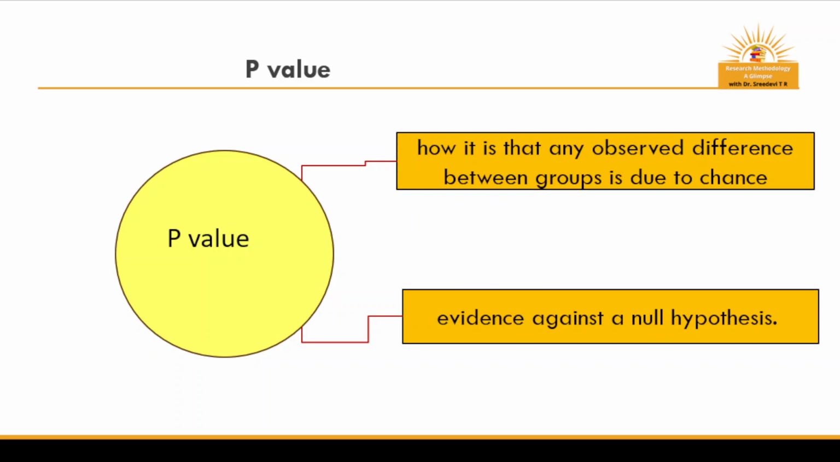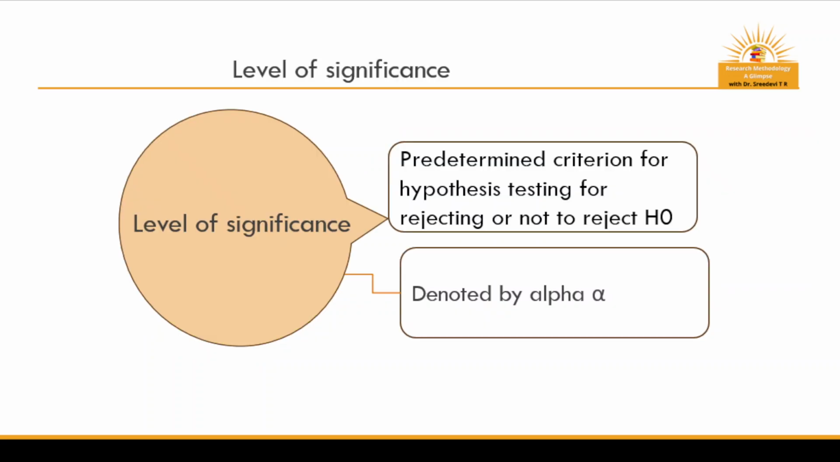Now we will see what is level of significance. Level of significance is a predetermined criterion for hypothesis testing for rejecting or not rejecting the null hypothesis. It is denoted by alpha. It is the amount of error that is acceptable to the researcher. It is the probability of taking risk in accepting or rejecting the null hypothesis.